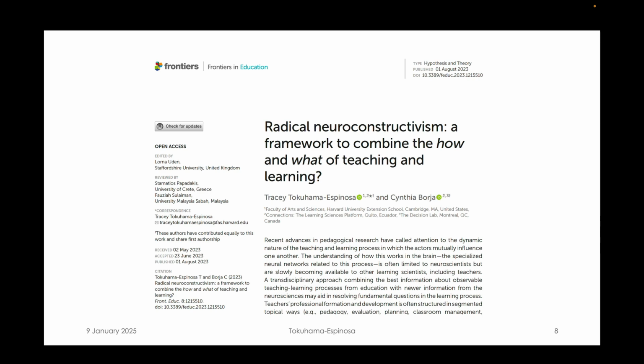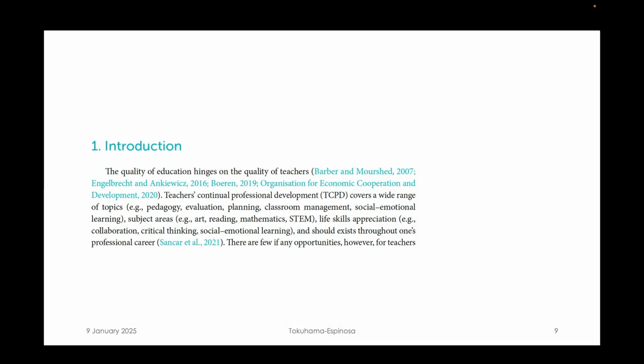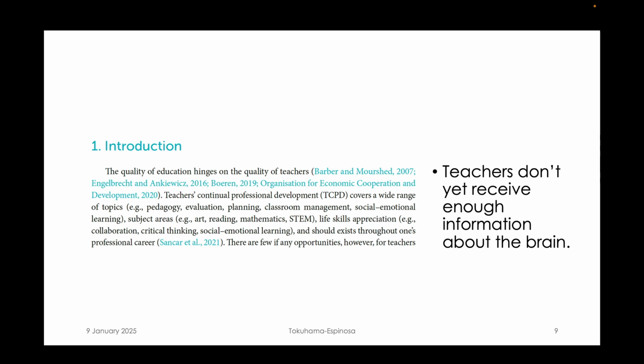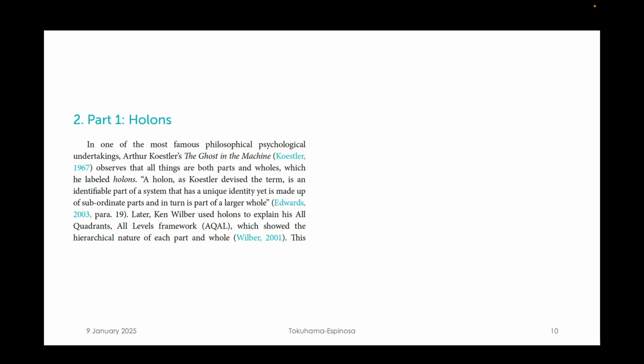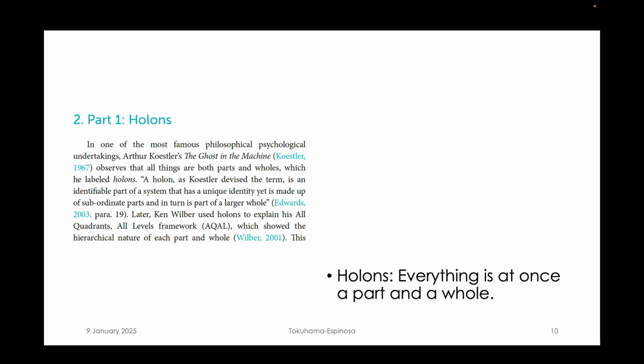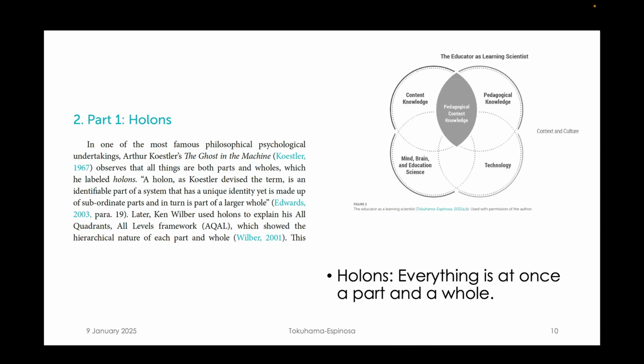This video is based off of an article I wrote with Cynthia Borja. So the key idea was to remind readers that the main element in quality education is the quality teacher. But teachers don't normally get information about the brain. And around that, we also looked at holons, something that is simultaneously a part as well as a whole. And this is one way to look at teacher education. We have lots of parts that pull together the whole of our general teacher understanding about how our practice should work. And I think there's at least 4 big pieces to that.